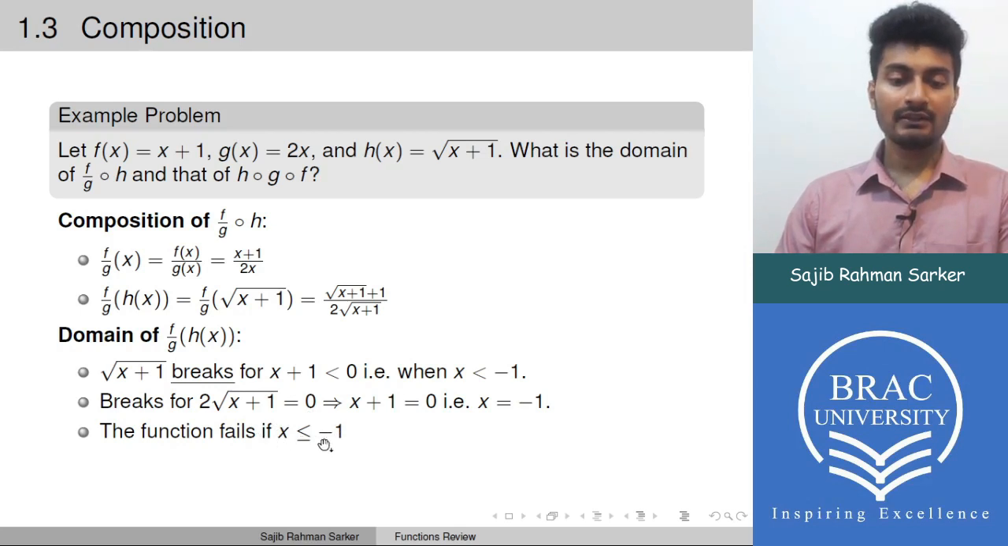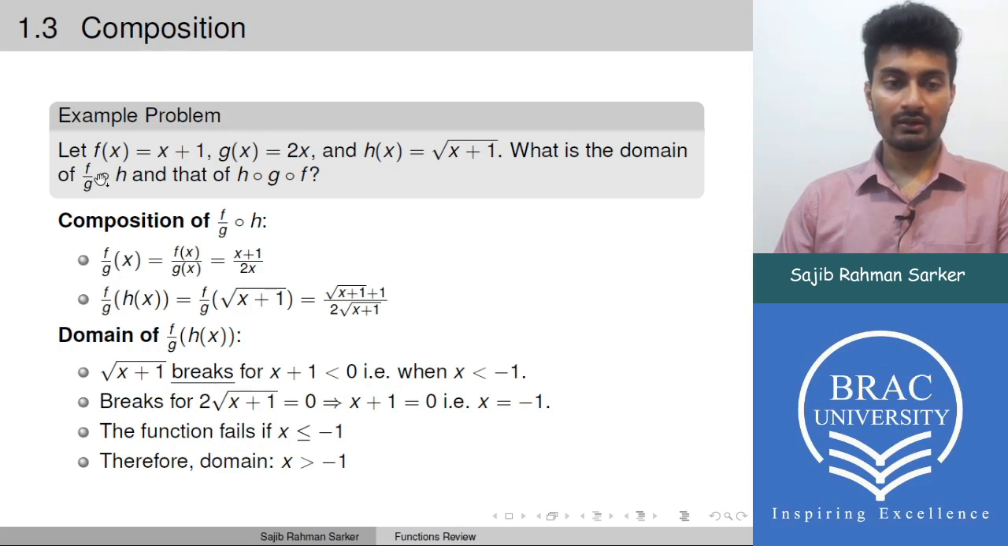So we're going to find the opposite statement of that. The opposite of that is any value greater than -1. So we're going to exclude all these values. We're going to accept the values greater than -1. So that would be our domain for this function, for this composite function.